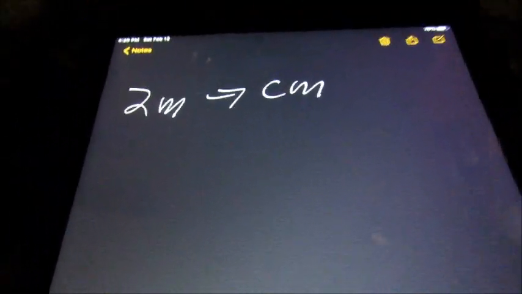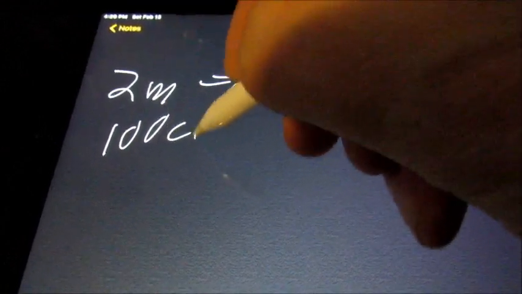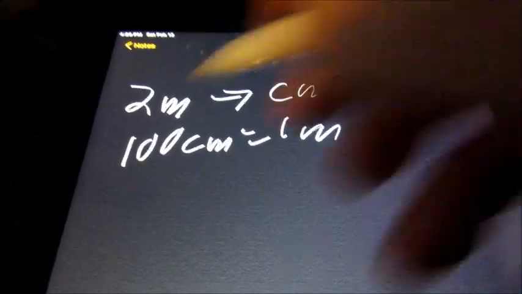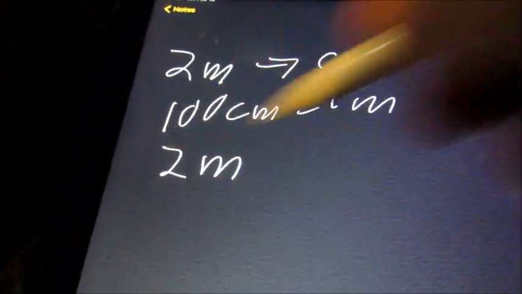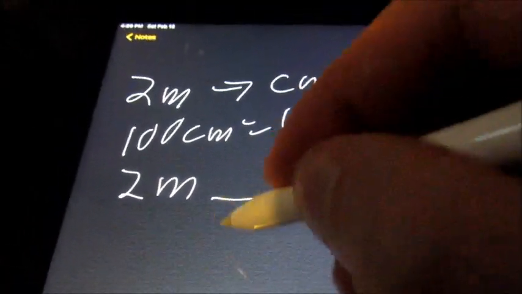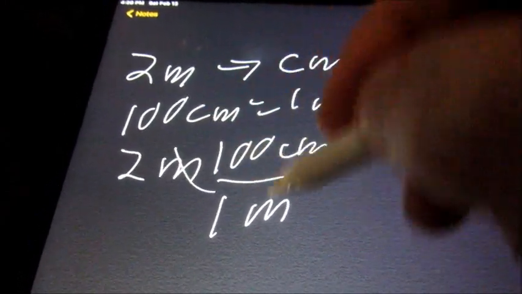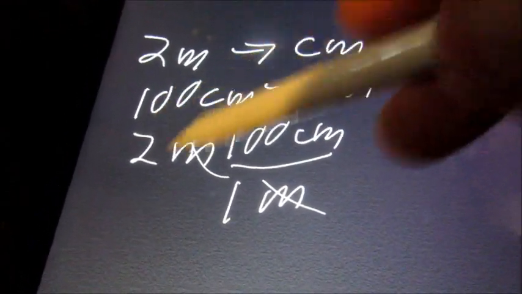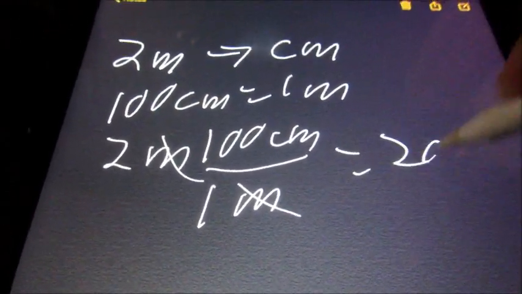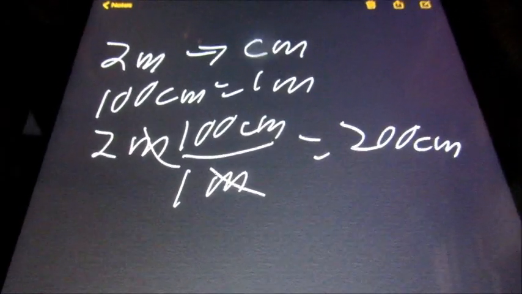Okay, so next, let's do some where we are converting just the metric system. So 2 meters into centimeters. Remember that there are 100 centimeters equals 1 meter. So we're going to say 2 meters. We have meters on top, so we need our meters on bottom. 1 meter and 100 centimeters. The meters cancel. We're left with centimeters. So now 2 times 100 equals 200 centimeters.